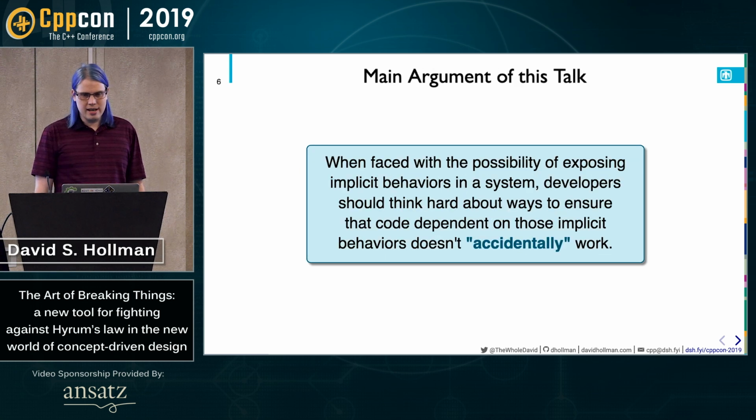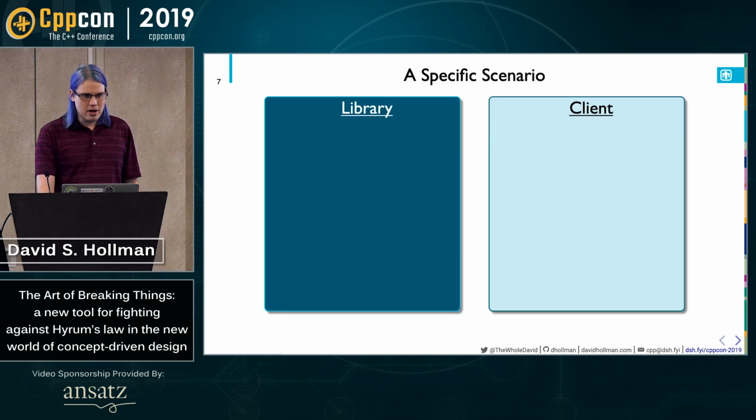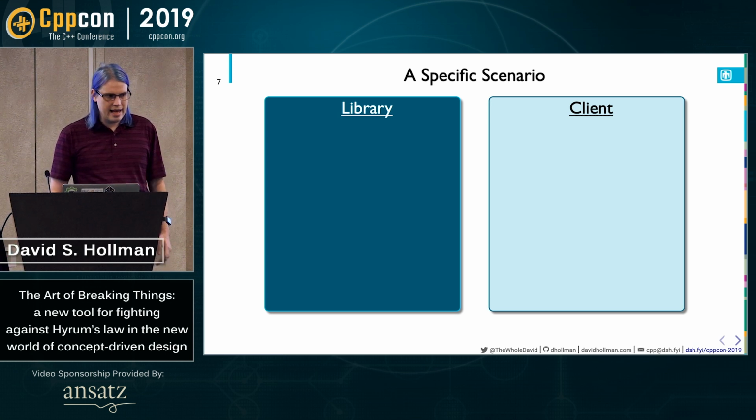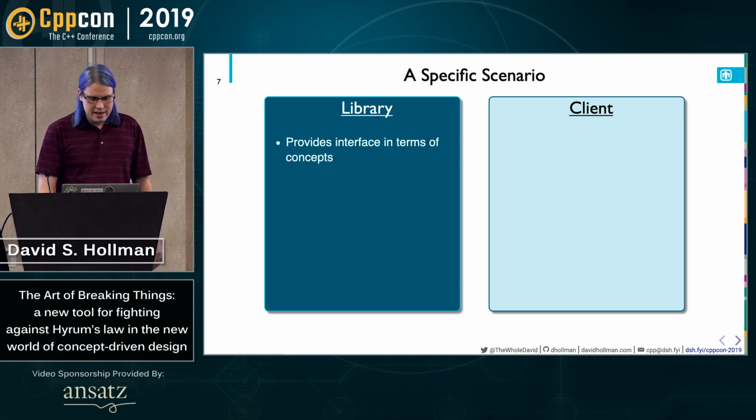The main argument of this talk, and I think probably a logical follow-on to Hyrum's law, is that basically you should just be aware of this. And when you're designing your interface and you're faced with the possibility of exposing implicit behaviors in your system, you should make sure that code that could be dependent on those implicit behaviors doesn't accidentally work, or do so as much as possible. And when we're talking about concept-driven design, when we're exposing our library in terms of concepts, we actually have some tools that we don't really have in concrete type land. And that's what I want to talk about today.